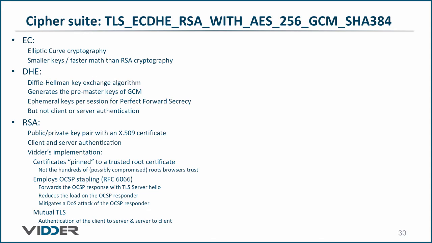As discussed in a previous video about how Vidder fixes the broken implementation of PKI, Vidder takes the added standards-based approaches of: 1. Certificates pinned to a trusted root instead of accepting one of the hundreds of possible compromised roots that browsers trust. 2. Employing OCSP response stapling, which forwards the OCSP response with the server hello to reduce the load on the responder and to mitigate DOS attacks on the OCSP responder. And 3. Using mutual TLS, which authenticates the client to the server, not just the server to the client.